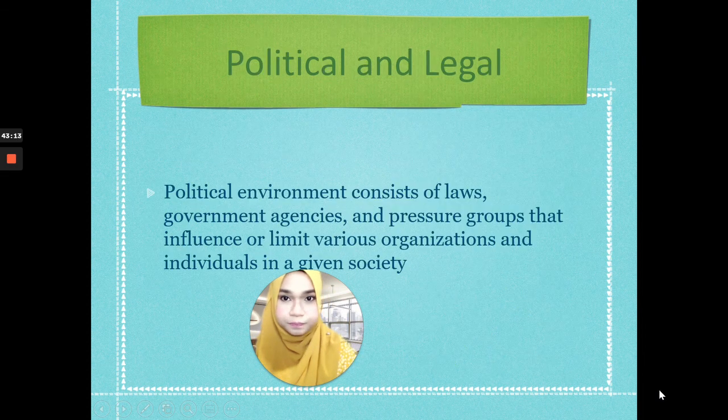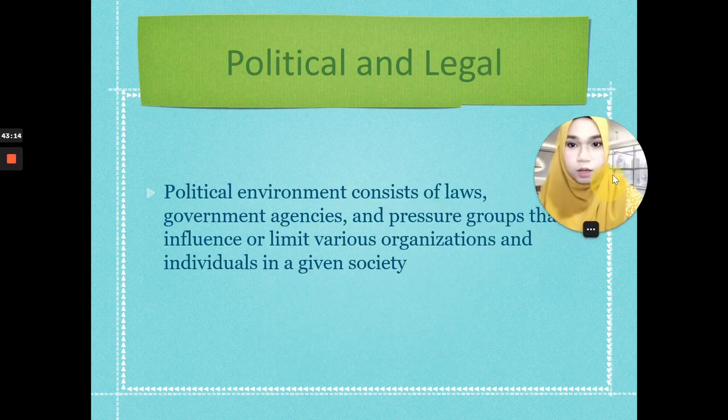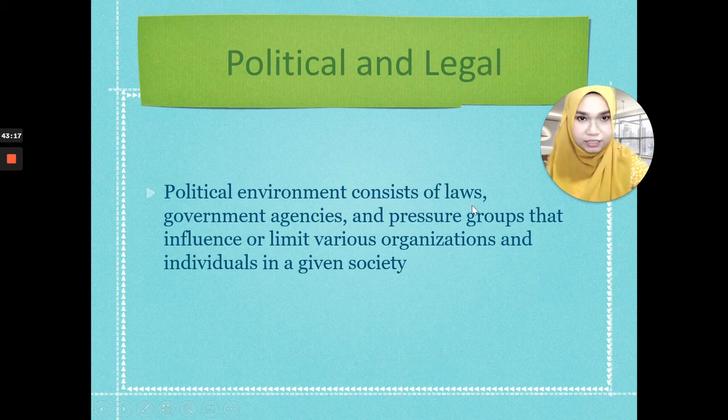Next, moving on to the political and legal factor. This is the fourth factor. Social and demographic was the first that I covered, and then we also have economy and technology. Now number 4 is political and legal. The political environment consists of the laws, government agencies, and the pressure groups that influence or limit various organizations and individuals in a given society.